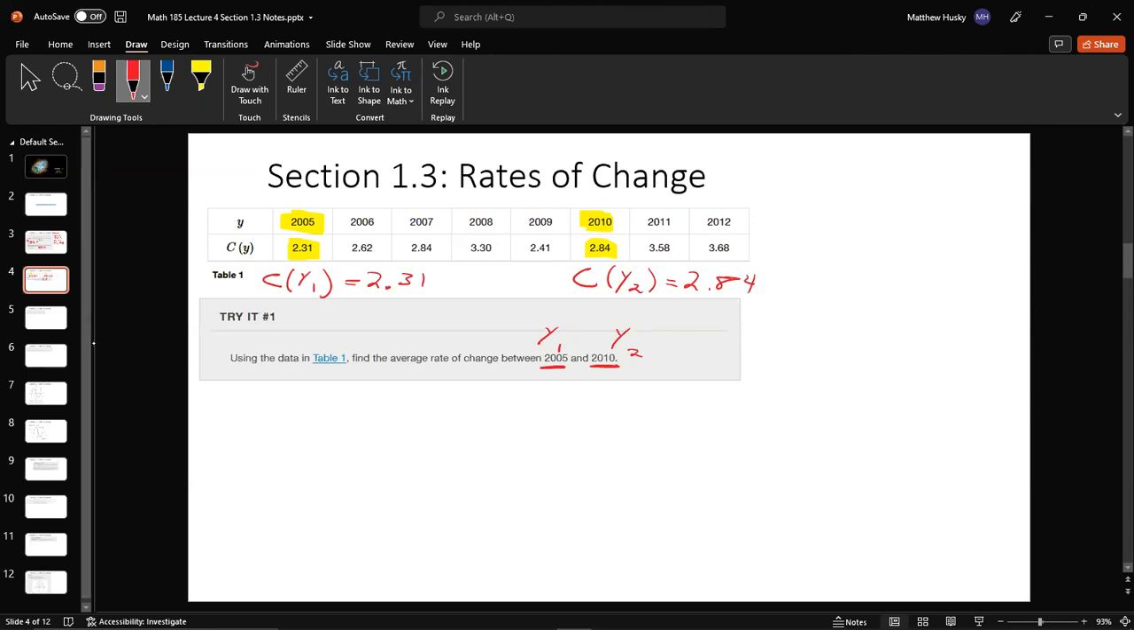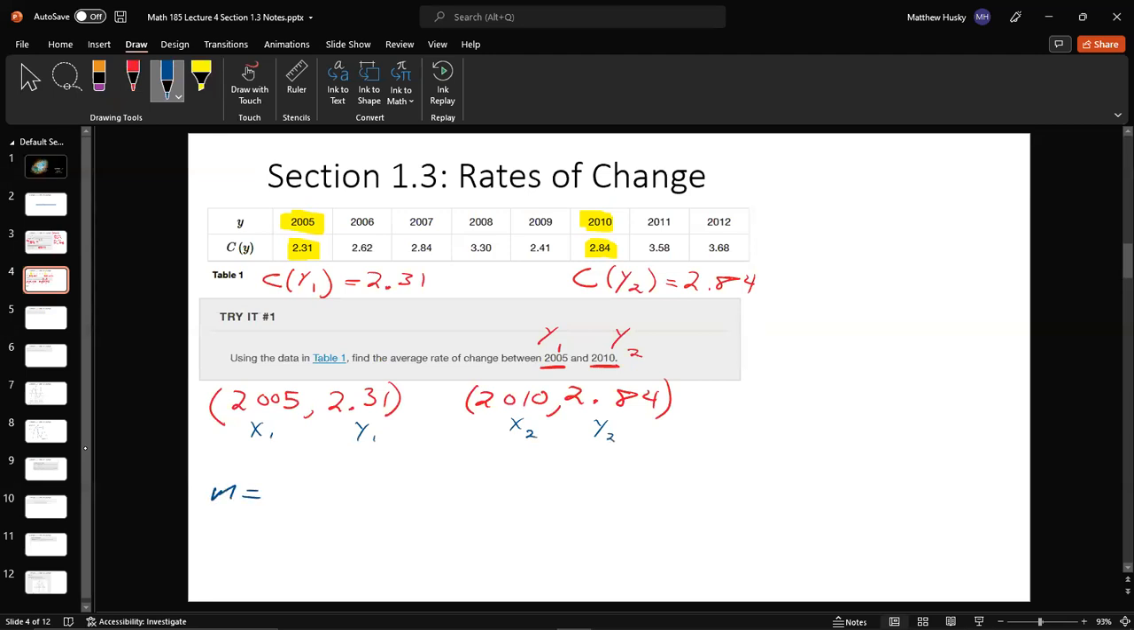So you could write these as coordinates. You could call this 2005, comma 2.31. And then you've got 2010, comma 2.84. And again, this kind of thing I would expect you've probably done in classes in days gone by. So you call this x1, you call this y1, you call this x2, you call this y2, and you're just finding the slope. You'd say m equals y2 minus y1 over x2 minus x1.